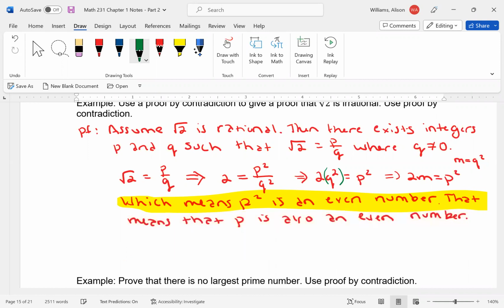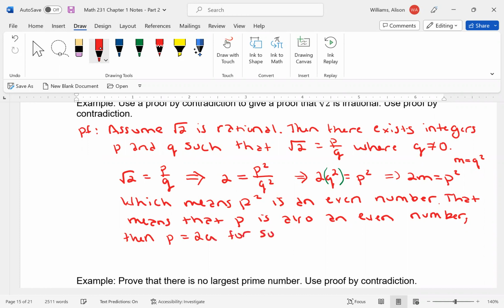All right, let me erase all the highlighting and let's move on with the proof. Okay, so now that I've made this assumption that P is an even number, then P equals, let's see, so many letters going on here. Let's just do 2A for some integer A.